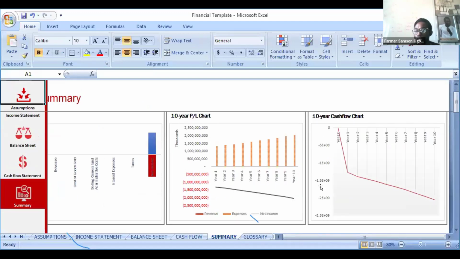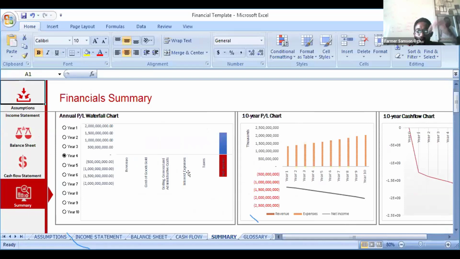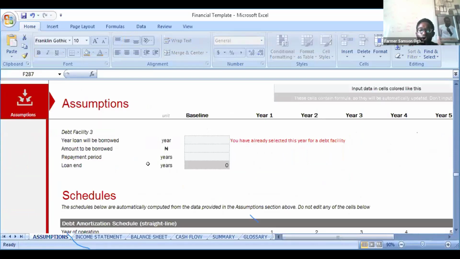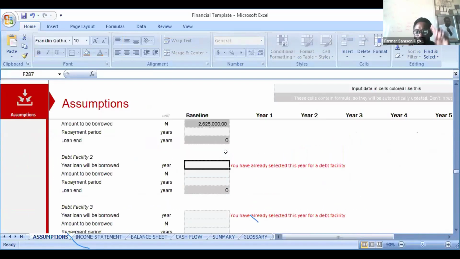So we can look at, because we've not filled up everything, the system has already told us that based on your cash flow, this business is not worth investing in. You can see the way the arrow goes down. In 10 years, this person is bankrupt. So this business is not worth investing in. So this is what the system will automatically do if you correctly fill your financial assumptions.